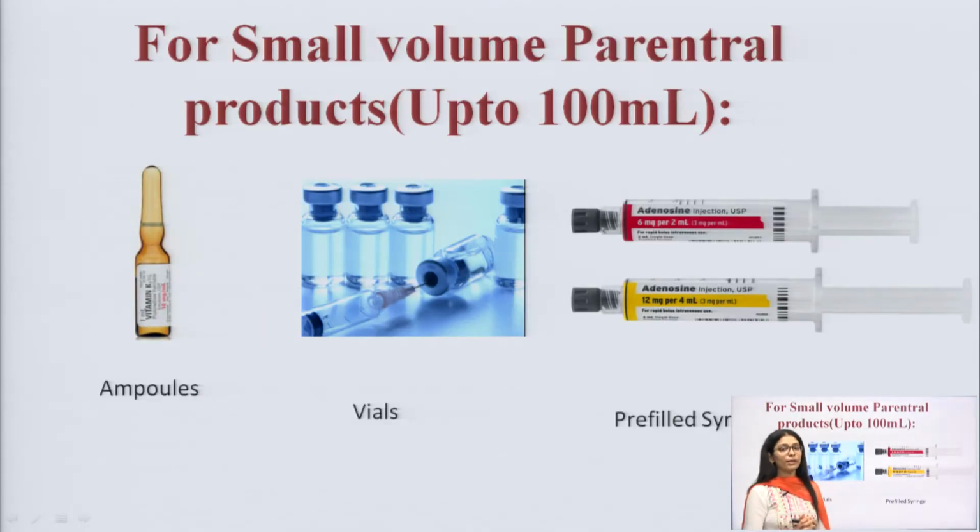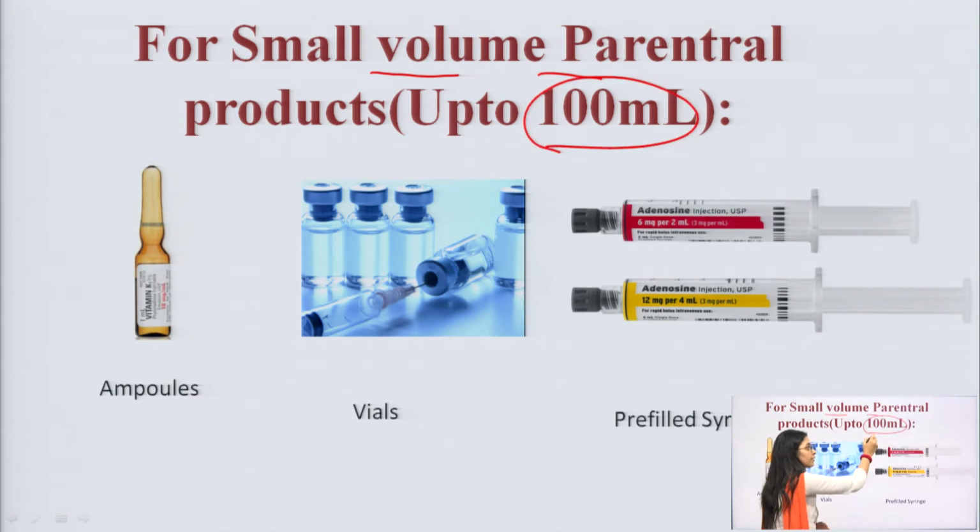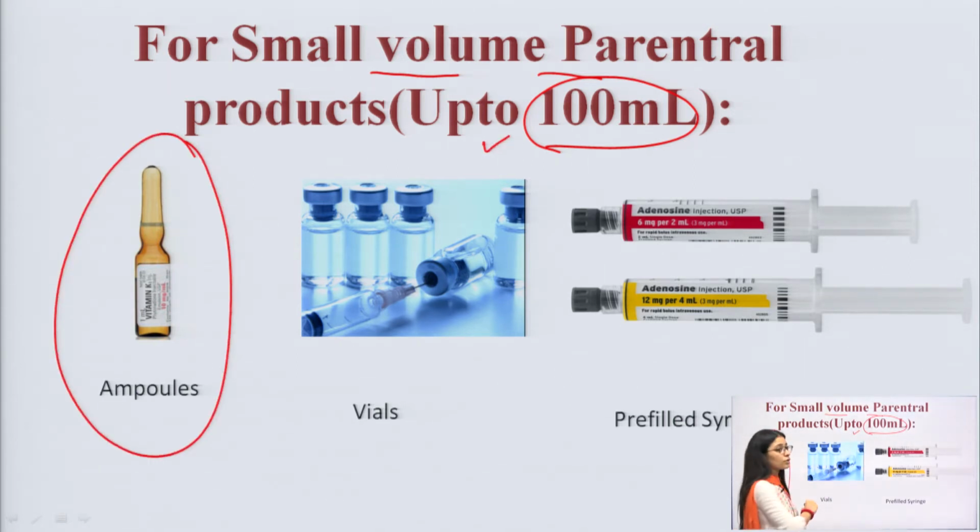From the particular image you can see very clearly what small volume parenteral products are. These are the products that have up to 100 ml of medicament inside. Parenteral solutions up to 100 ml are called small volume parenterals. In this image you can see an ampoule. This first image is an ampoule, an amber colored bottle. We are going to study the basic techniques one by one.